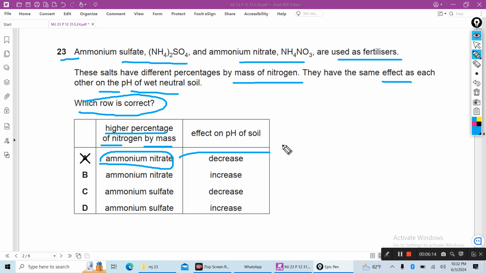Ammonium nitrate, NH4 and NO3. So here 2 nitrogen, and effect on pH of the soil as decreases. As ammonium nitrate is an acidic salt, so pH of the soil will decrease.